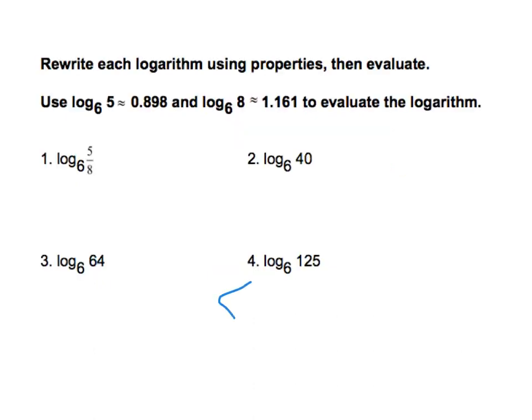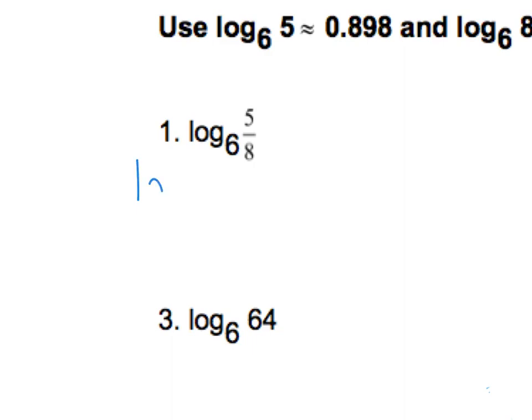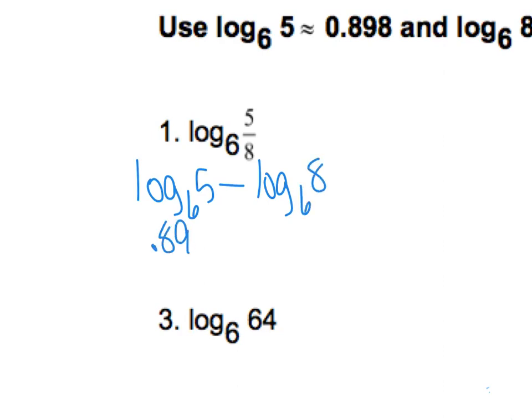Okay, so here's a couple more examples of how you can do that with decimal values. It tells us log base 6 of 5 is 0.898 and log base 6 of 8 is 1.161. Well, if we have 5 divided by 8, that means we're going to take log base 6 of 5. We're going to subtract log base 6 of 8, which is going to be 0.898 minus 1.161, which is negative 0.263.